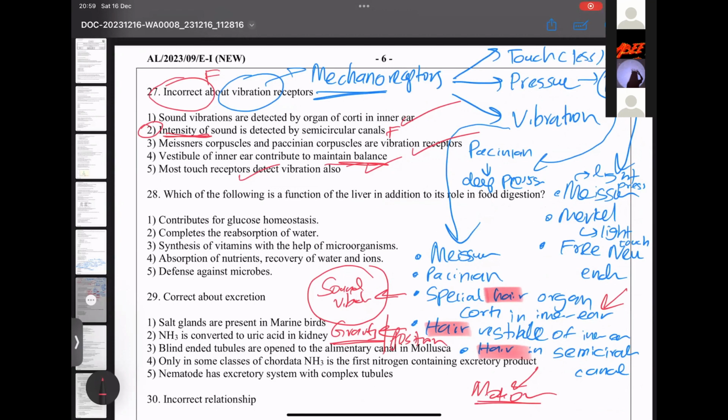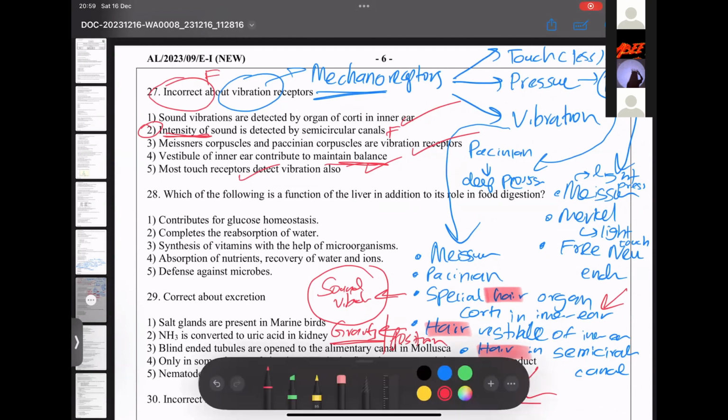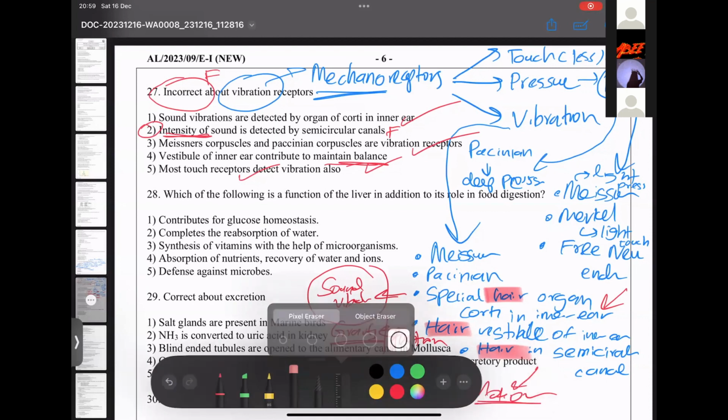Okay, I will erase this. You can take a screenshot of this. I'm going to erase it. If you all have doubts, you can ask. Take a screenshot of it.